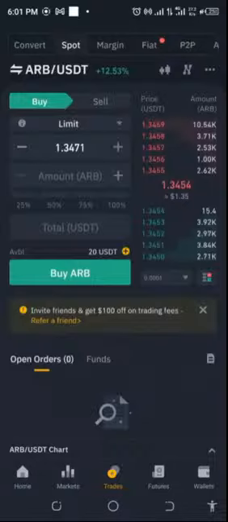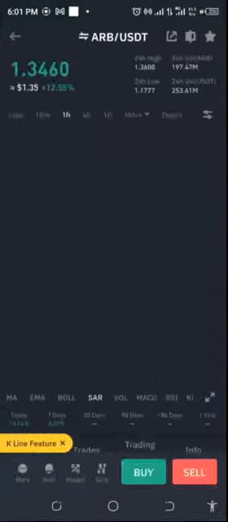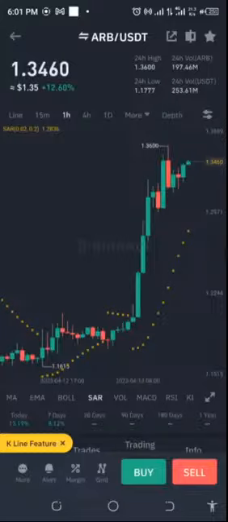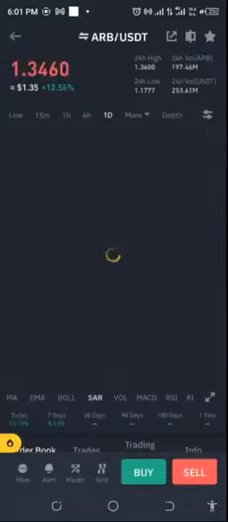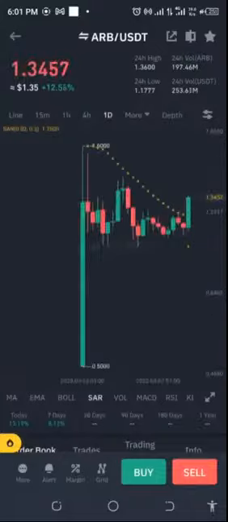And what are we going to be using today? We are going to be using ARB USDT. All right, let's go to the charts and see what we have. Now, ARB was listed a couple of days ago and it's still in the new listing segment. So let me go to the 1-day chart. You can see how it pumped so high when it was listed. Wow, it was really a good one.